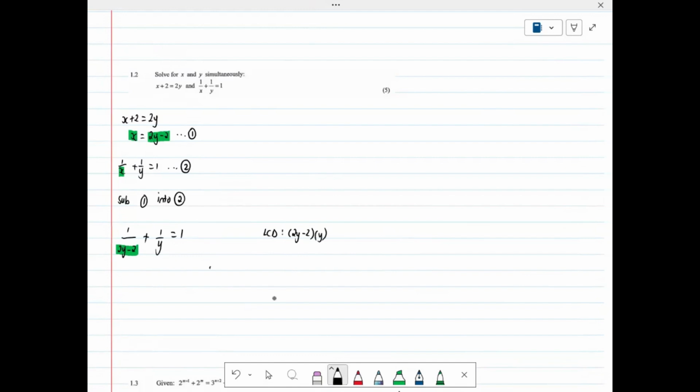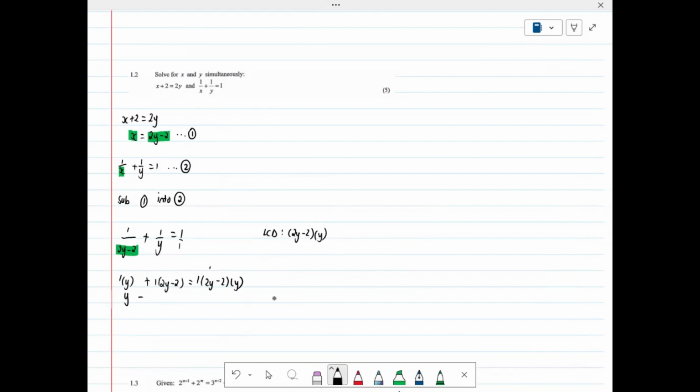The first term is already over 2y minus 2, so we're just going to multiply the 1 by y. The second term is already over y, so we'll just have to multiply by the second component, which is 2y minus 2. The 1 on the other side is over 1, and that has none of the components of the LCD, so we'll have to multiply it by both.